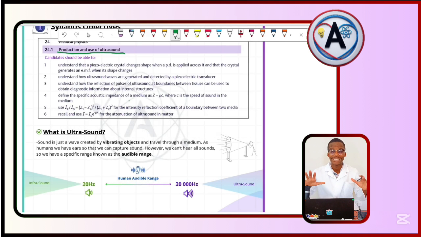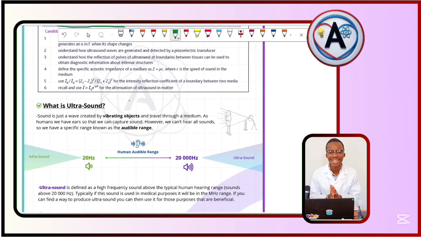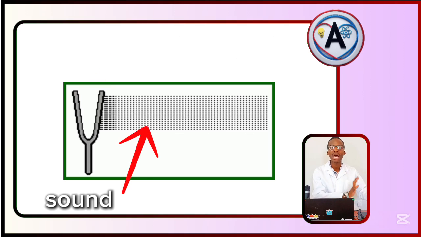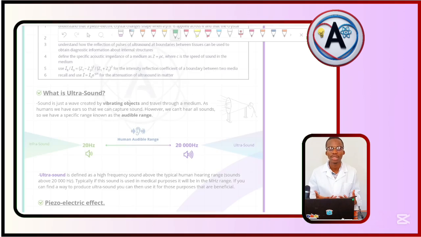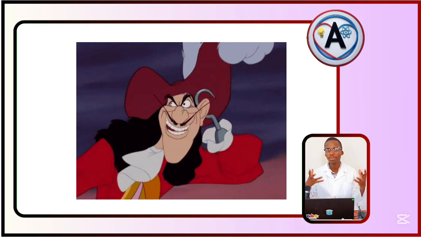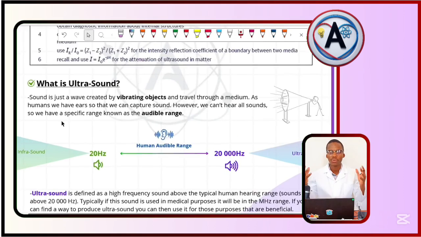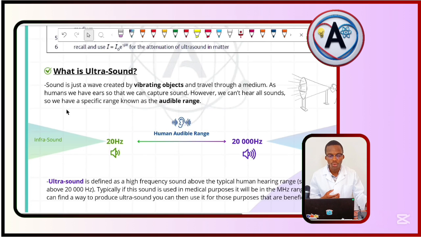First we need to understand what is ultrasound to begin with before we even explore how it can be used in medicine. Sound is just a wave, right? We've already covered waves in AS, but sound is just a wave that is created by vibrating objects, and it is allowed to travel through a particular medium. As humans, we have ears, right? So we can capture sound, and the sound that we can hear falls in what is known as the audible range. That is from 20 hertz all the way until 20,000 hertz. That is the normal human audible range, which we can be asked to state in different exams.